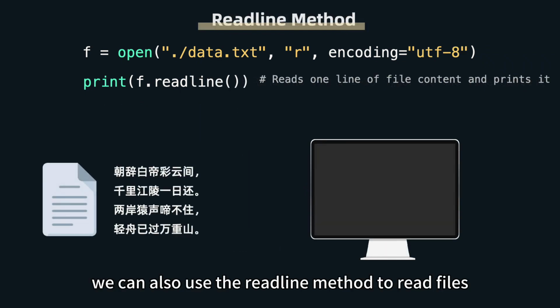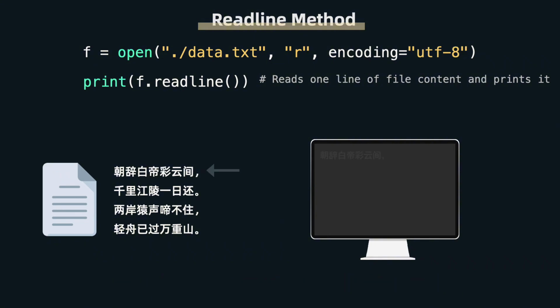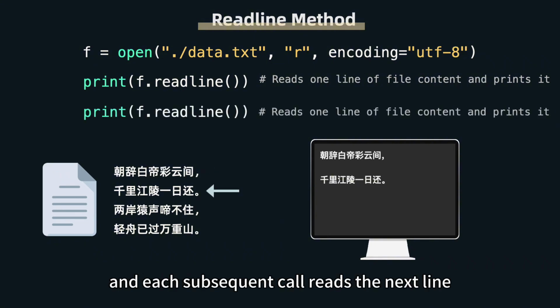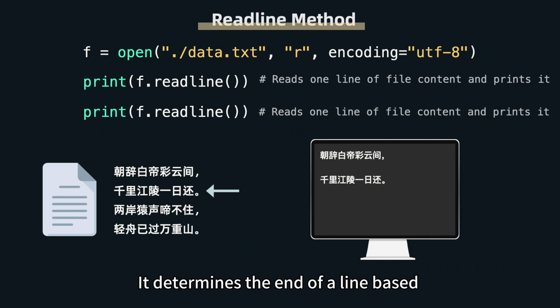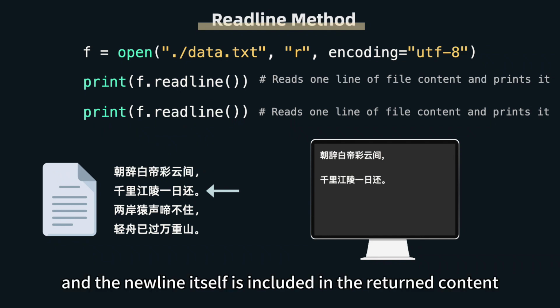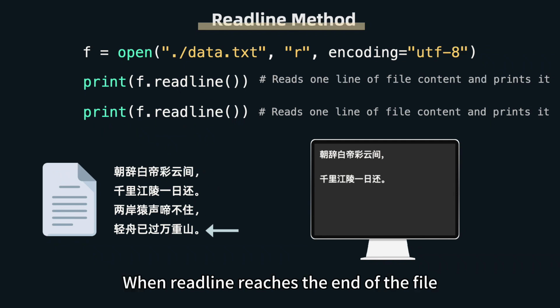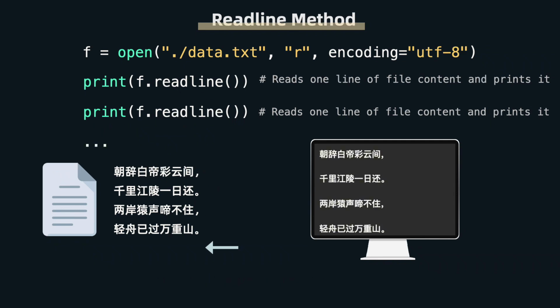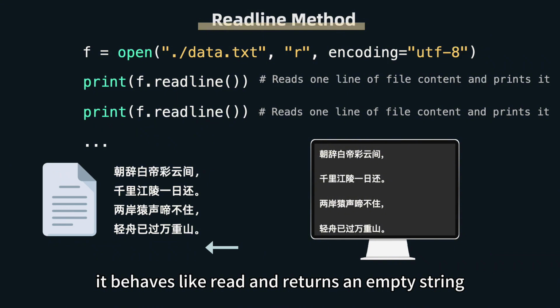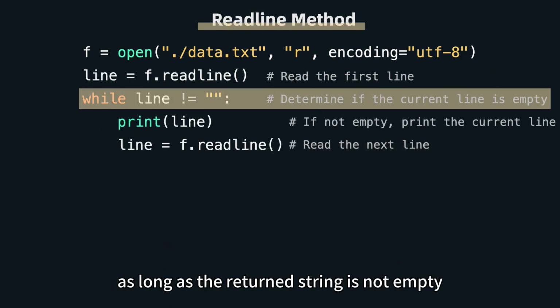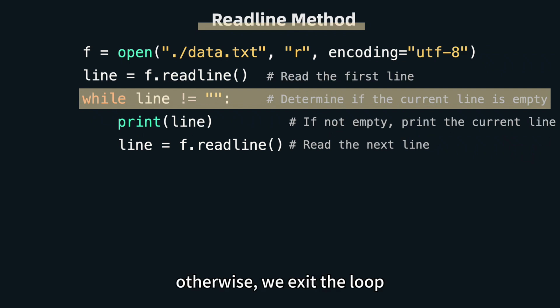Besides read, we can also use the readline method to read files. This method reads only one line at a time, and each subsequent call reads the next line. It determines the end of a line based on newline characters, and the newline itself is included in the returned content. You might wonder, if a file has many lines, how do we know how many times to call readline to reach the end? When readline reaches the end of the file, it behaves like read and returns an empty string. That's why we usually use a while loop. As long as the returned string is not empty, we keep reading, otherwise we exit the loop.